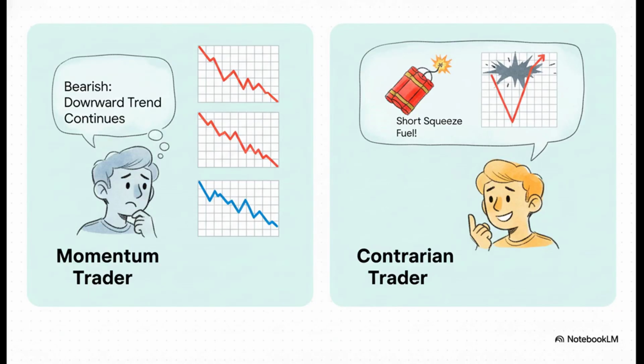And this, right here, is the whole conflict in a nutshell. The momentum trader sees high open interest in a downtrend and says, "See, I told you, more sellers are coming in, this thing's going to zero." The contrarian looks at the exact same data and says, "Whoa, look at all that fuel for the fire." All those short sellers are going to be forced to buy back their positions when the price turns, and that forced buying is what can trigger a massive, explosive rally.